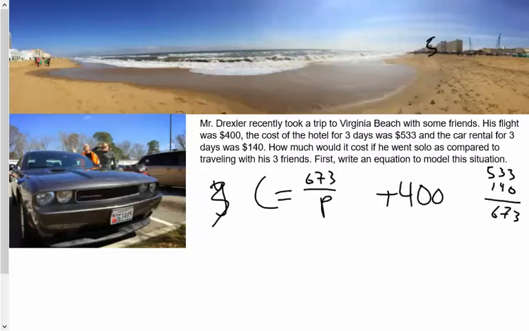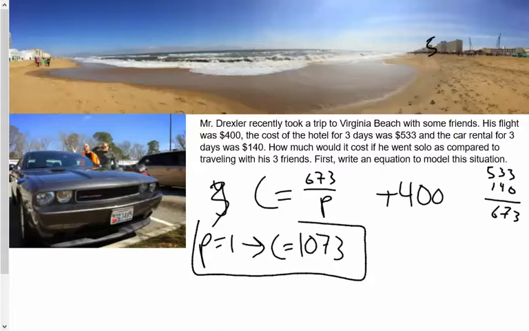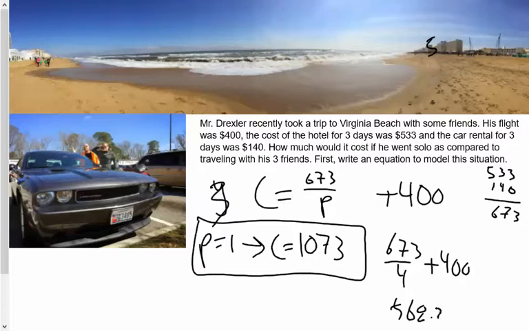So if it's just me, P equals 1, that's $673, so the cost is equal to $1,073. But if I go with 3 friends, then I can take P equals 4, so 673 divided by 4 plus the 400. 673 divided by 4 is $168.25, plus the 400 is $568.25.